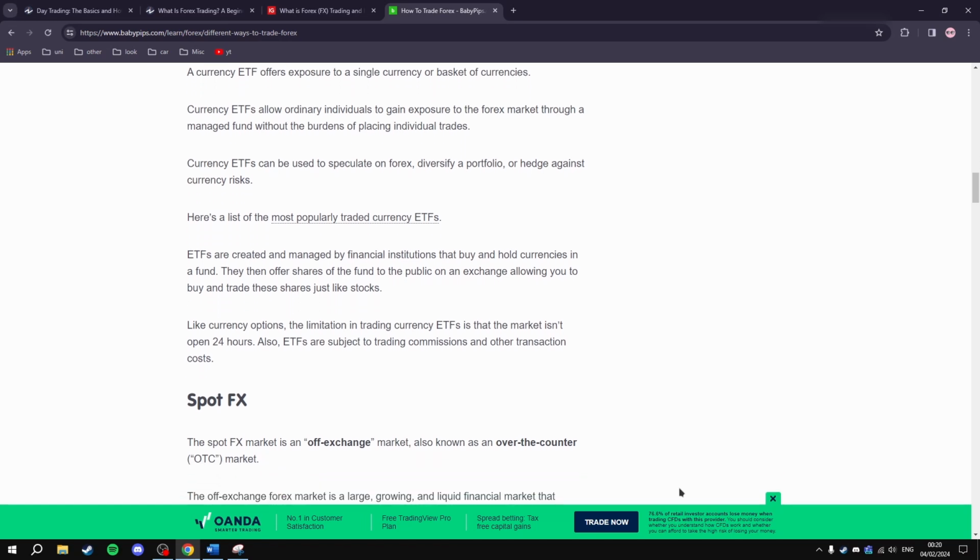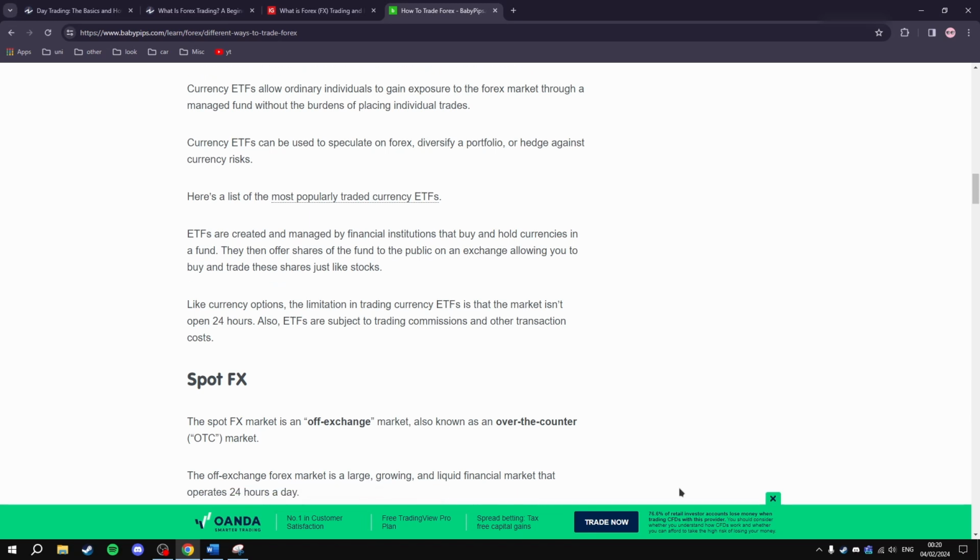Like currency options, the limitation in trading currency ETFs is that the market isn't open 24 hours. Also, ETFs are subject to trading commissions and other transaction costs.